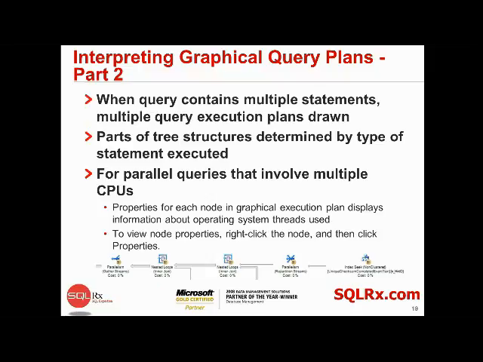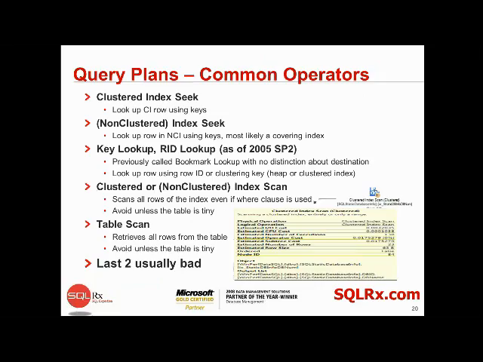So if you see this in a query, you know you're doing a lot of work, and you may not be able to get away from doing a lot of work, but anything you can do to improve it would be better. The most common operators you're going to be dealing with are clustered index seek and non-clustered seek, RID lookup, key lookup, scans. And the last, any kind of scan is usually bad. That's kind of the deal.